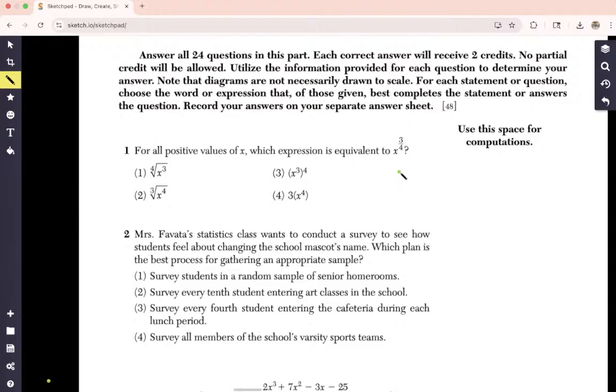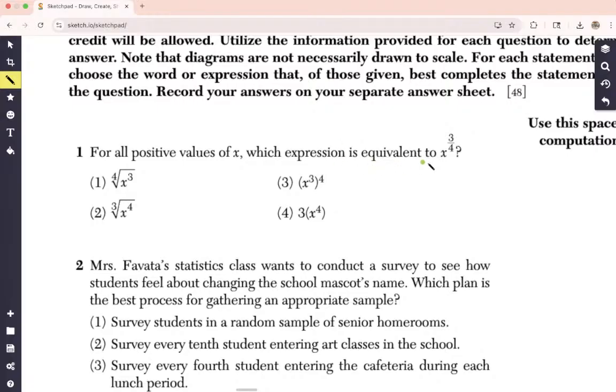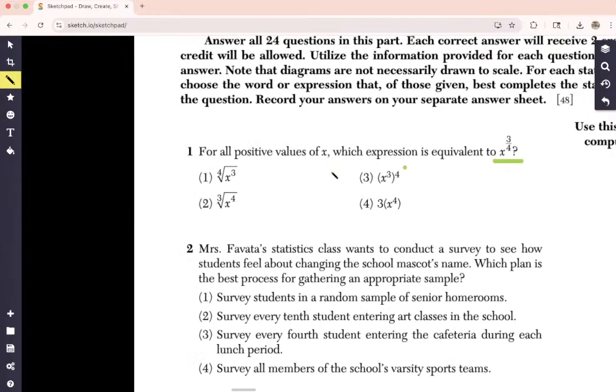Now I'm hoping that I could get some multiple choice problems done. For all positive values of x, which expression is equivalent to x to the 3 over 4 power?